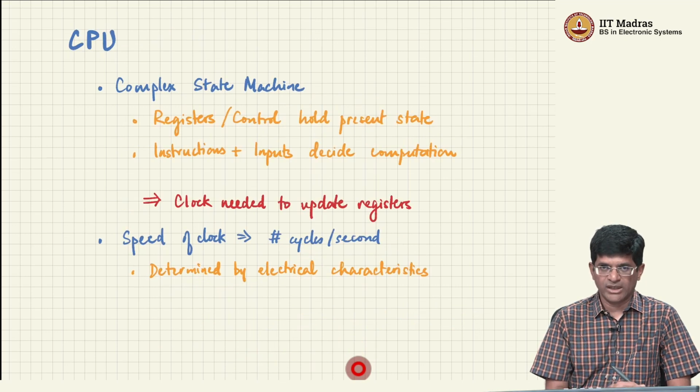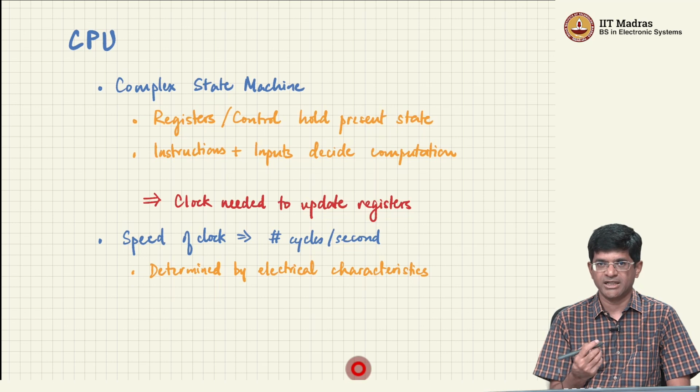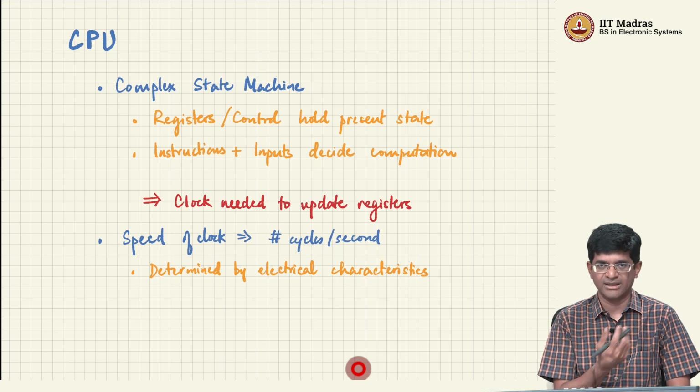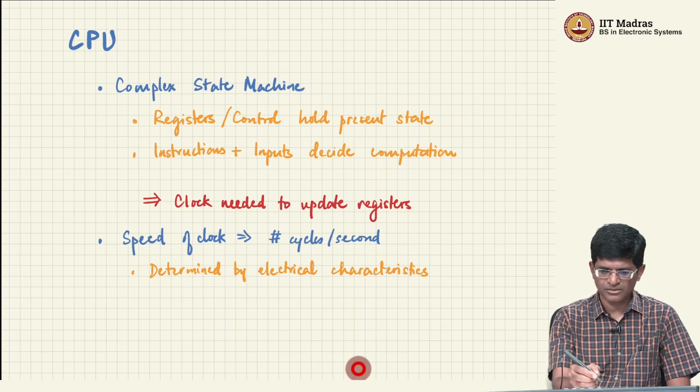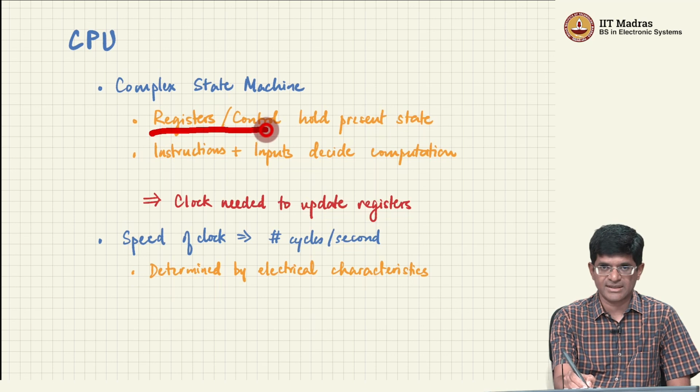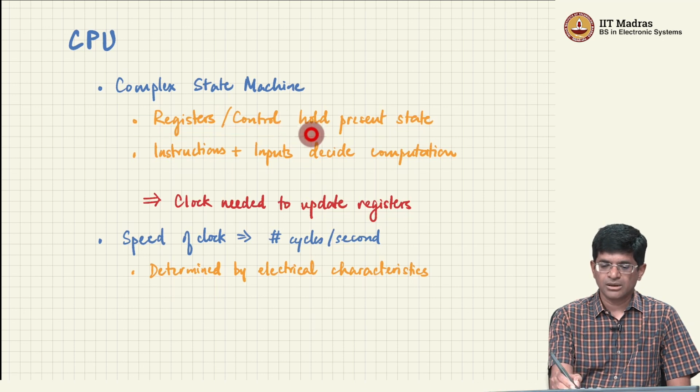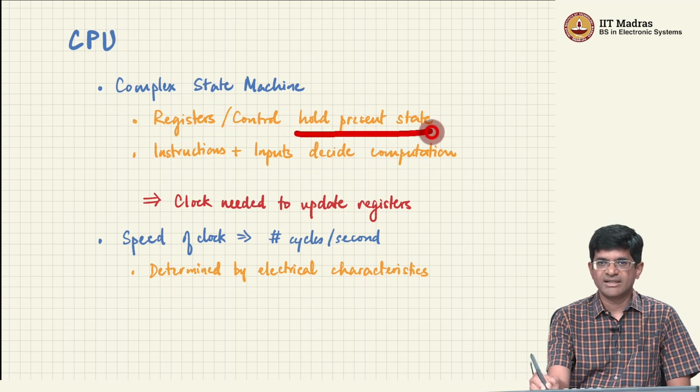So a CPU in general, a processing unit, which is after all the core element of a microcontroller, can be thought of as some kind of a complex state machine. And what do I mean by a state machine? It is something that retains a state and then performs computations based on a combination of that present state and the current inputs. So in a CPU, the registers that are there in the CPU, as well as some parts of the control logic such as the program counter and so on, together constitute the present state of the system.